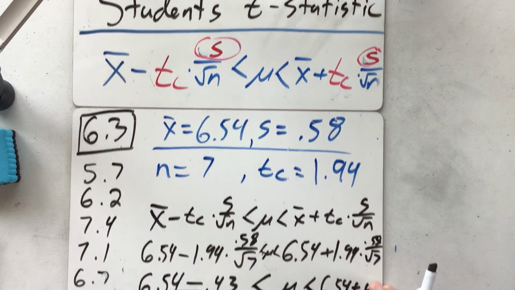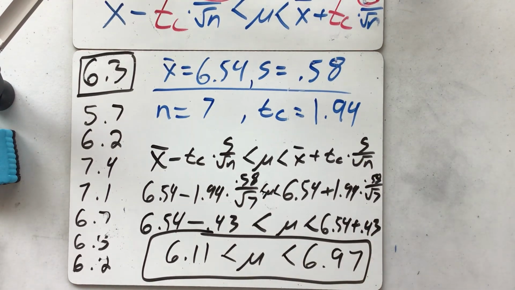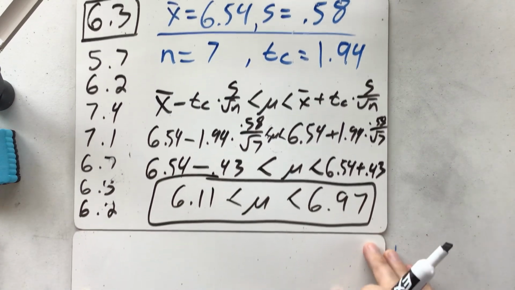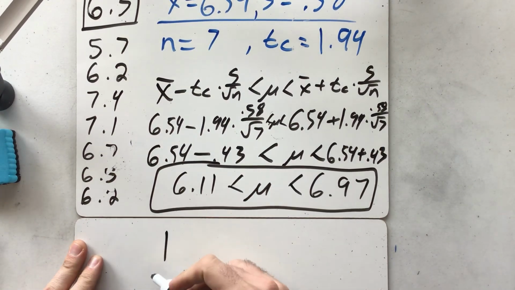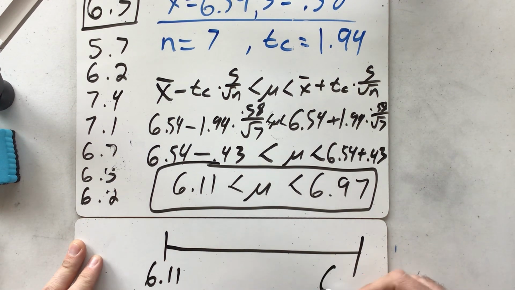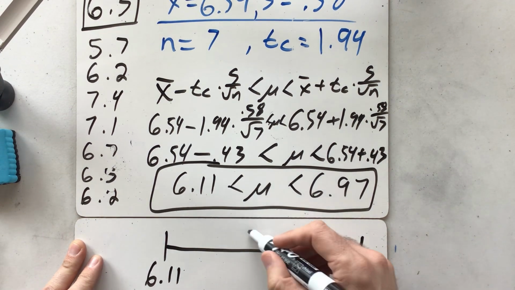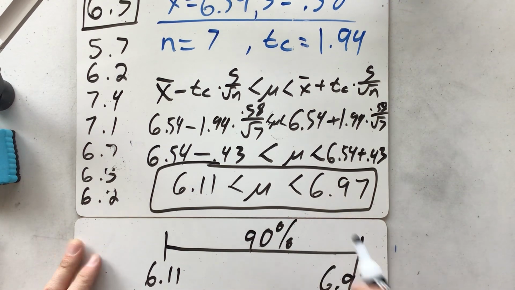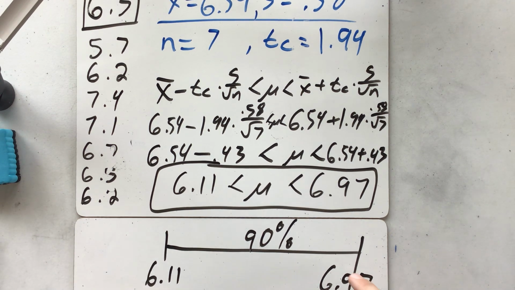Oh, sorry, I'm off the screen. You can't see me. But here's my confidence interval. And so that gives us some picture of what that means. So if somebody says, how big are your flies? Well, we know that between 6.11 and 6.97, and you'd say there's a 90% chance that the actual average size of a fly is between 6.11 and 6.97. So they're somewhere in that range.